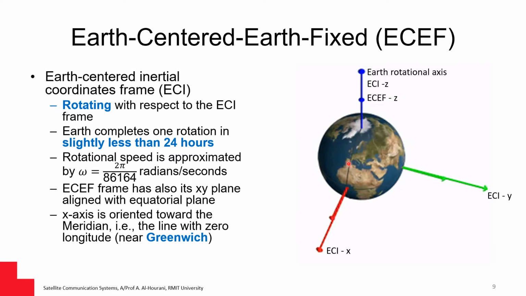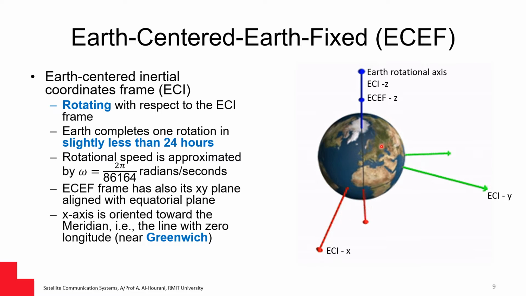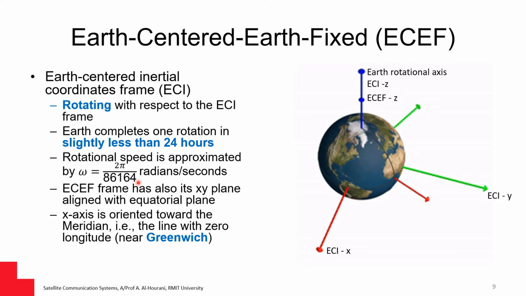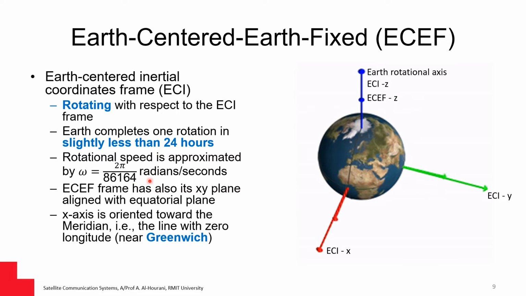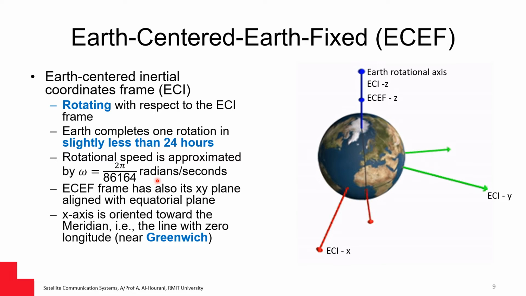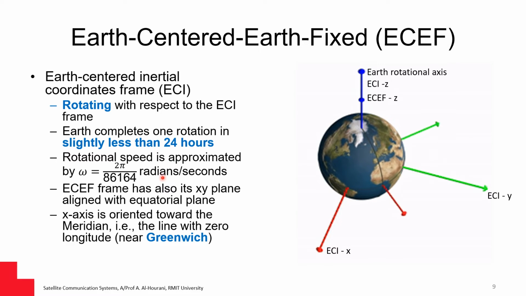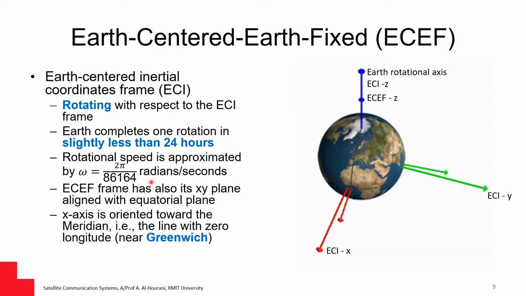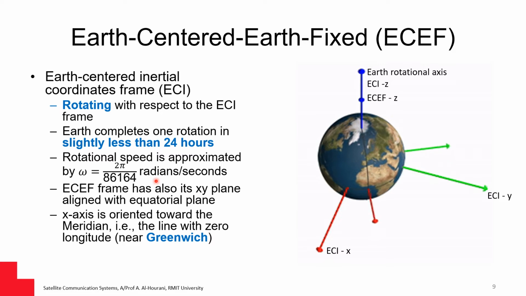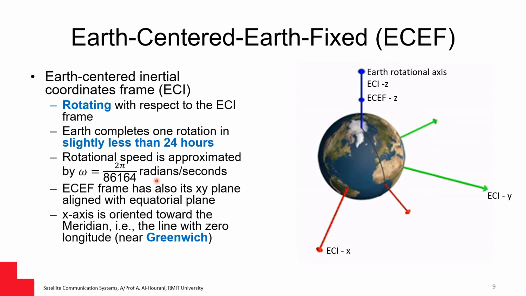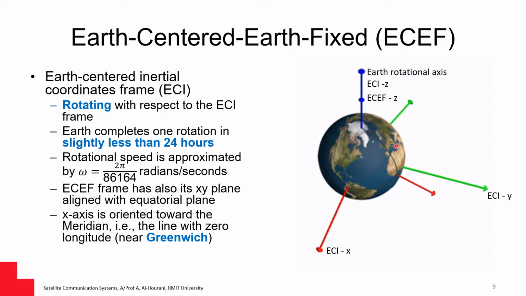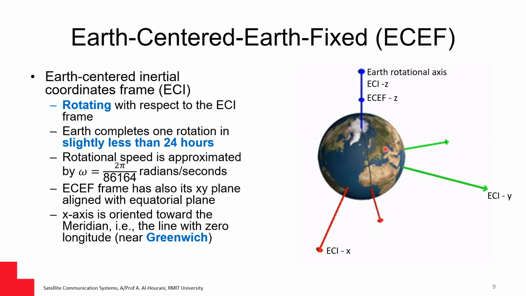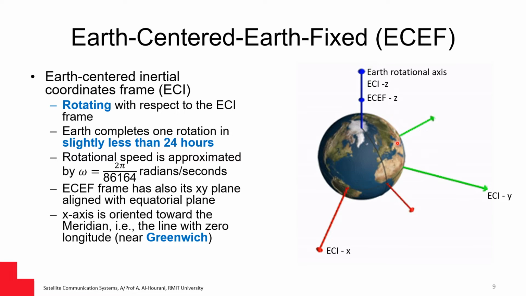Now, the ECEF coordinates complete one rotation every 86,164 seconds, which, if you do the math, is approximately equal to 24 hours multiplied by 60 minutes multiplied by 60 seconds. Now you'll find there's a difference here, because our actual experience of a day has to do with the illumination of the sun. But the rotation of Earth itself is slightly different. It's called one sidereal day. It's slightly different than our actual experience of a solar day.